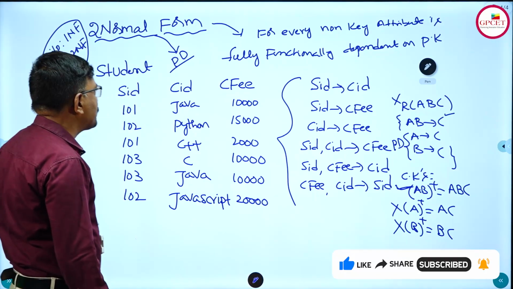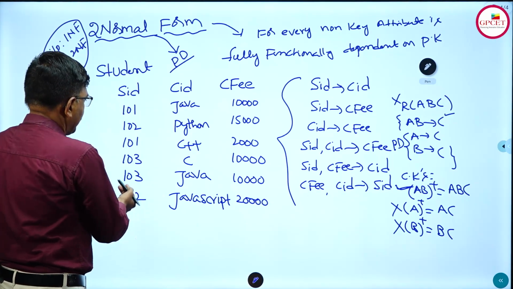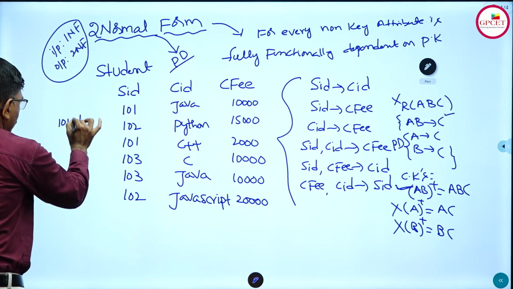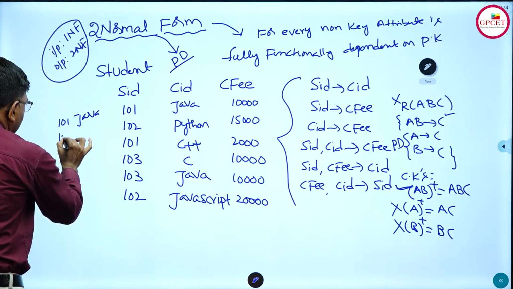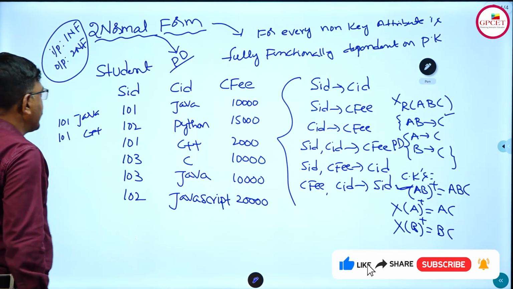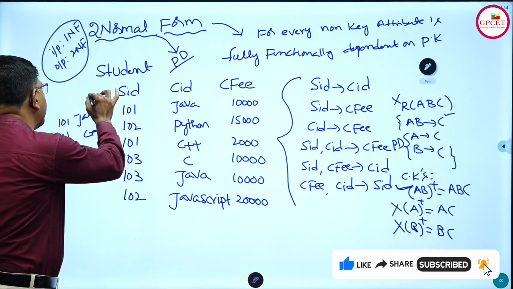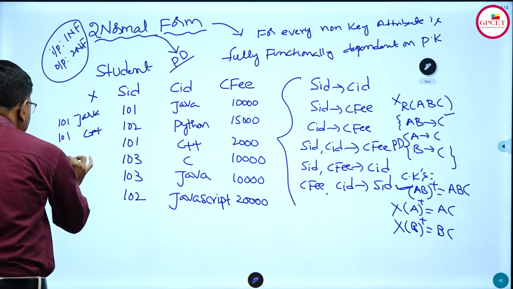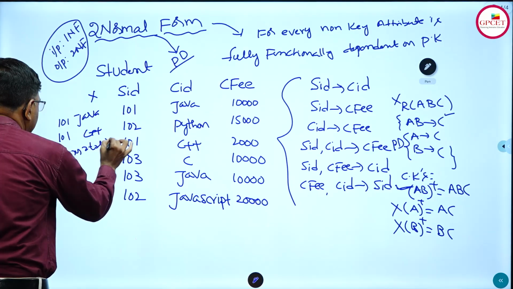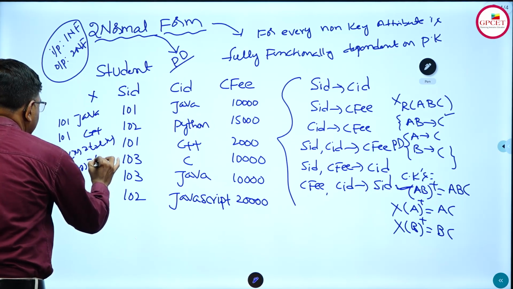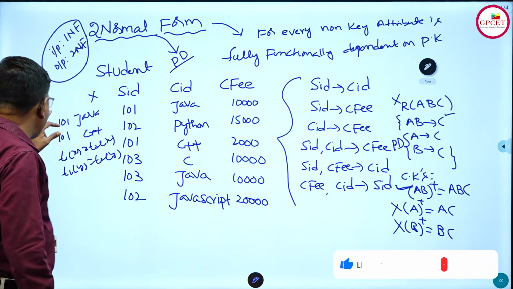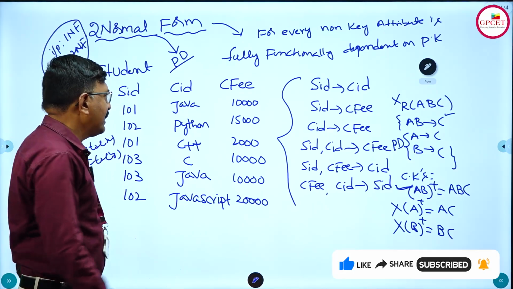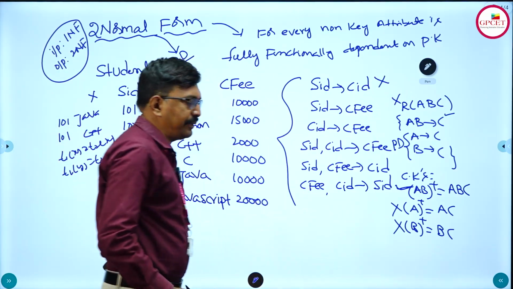Observe the first one, SID tends to CID. Here we have 101 Java and 101 C++. The functional dependency is not satisfied. Why? Because of the property: if T1 of x equals T2 of x, then T1 of y must equal T2 of y. Observe here, tuples 101 and 101 are the same, but on the right-hand side they are different. That's why the first functional dependency is not satisfied.